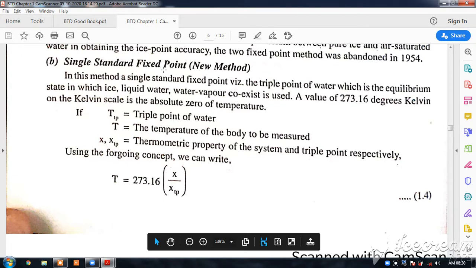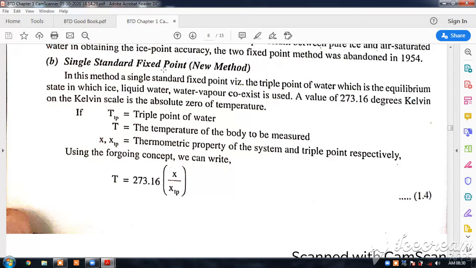And the new method is the standard single fixed point method. I had told you that in the two point method, the ice point and steam point are taken, and then you dip the thermometer bulb in the ice point and mark it as 0. And in the steam also you insert it and wait for the equilibrium to happen, and to whatever extent the mercury is rising, you mark that as 100, and then you will have 100 graduations. So each graduation will show you 1 degree centigrade. So this is the two point method, but the latest method is the single standard fixed point method.